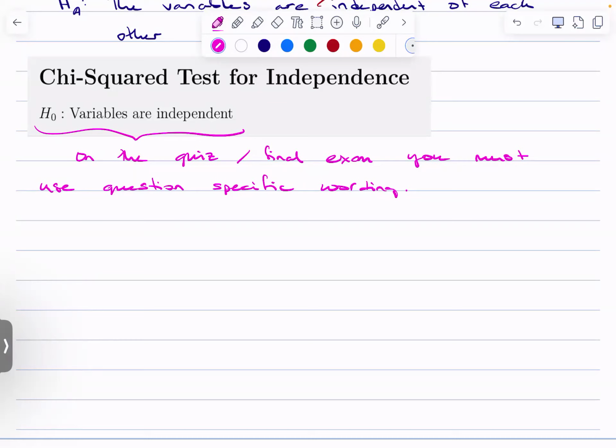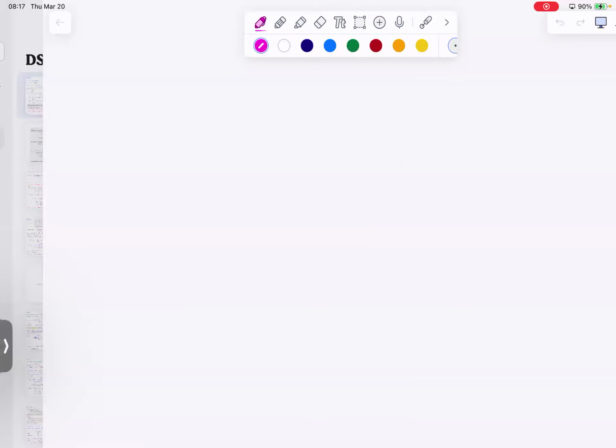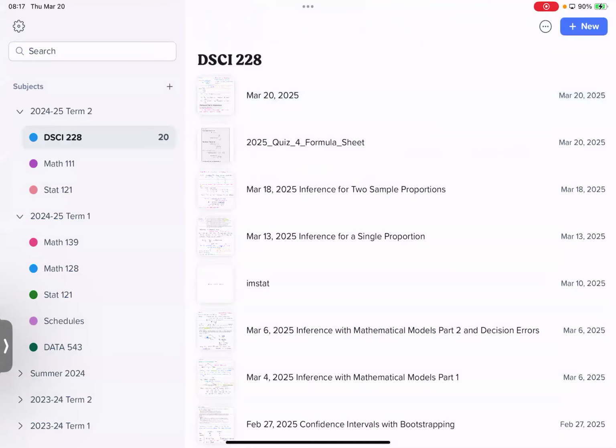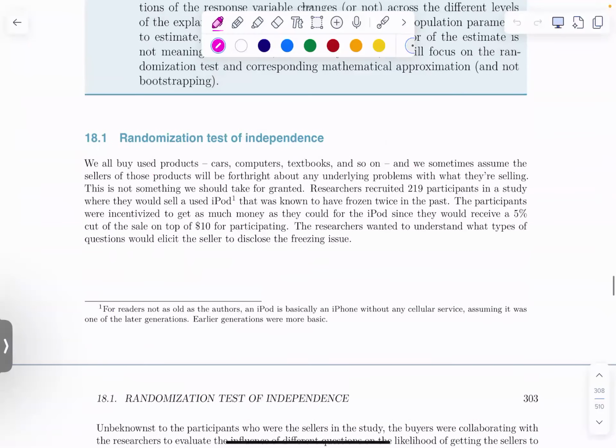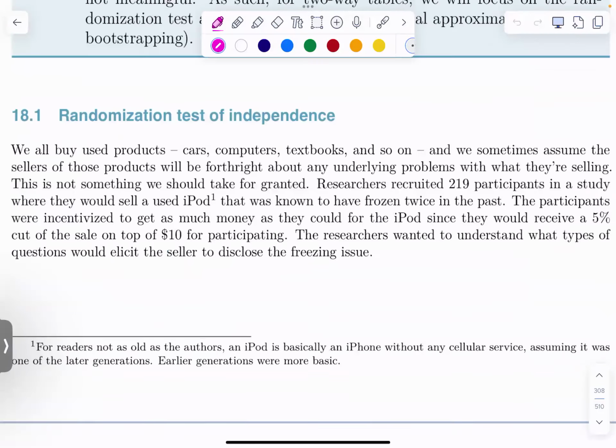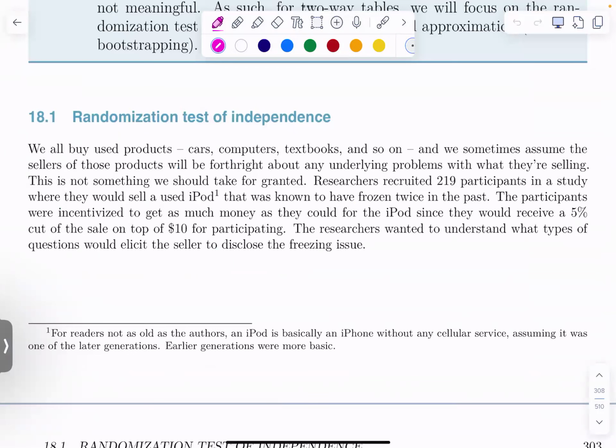So for our first example, it's from an experiment that they did, and it was about iPods. I don't think they make, do they make iPods still? Probably not. We have phones now that do more. So anyways, iPods.